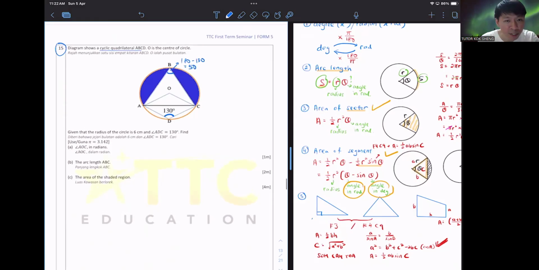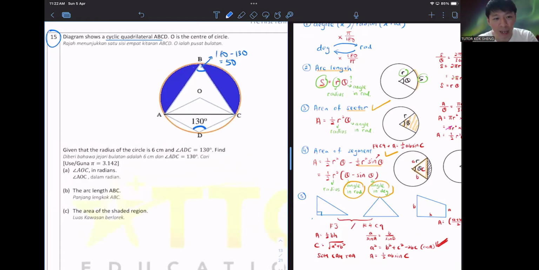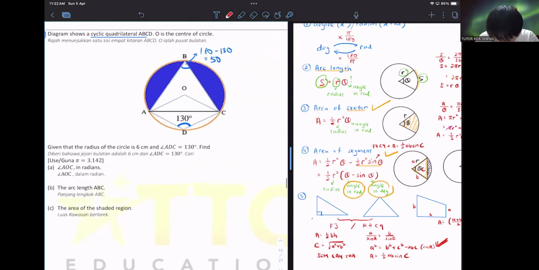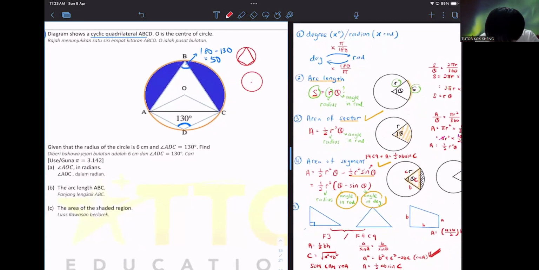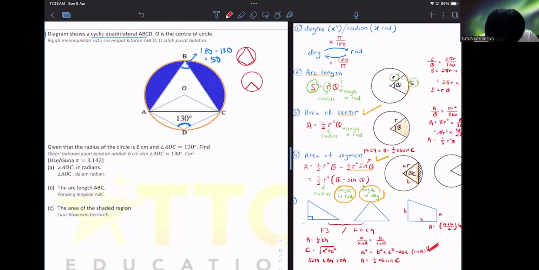Wait, let me make it bigger first. Okay, can see. There's one more shape here, beside this one. Not sure you can see or not. I think the one we call is a rocket, right? One more rocket here.